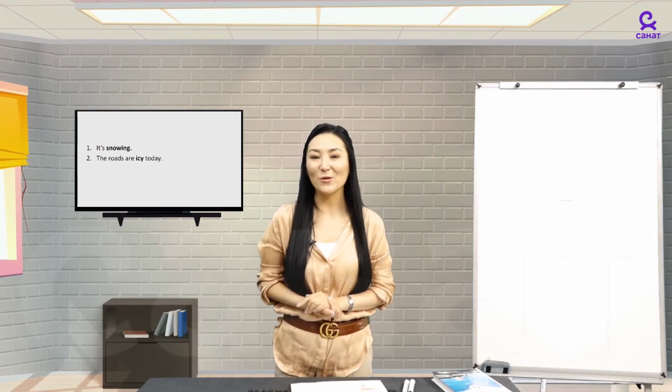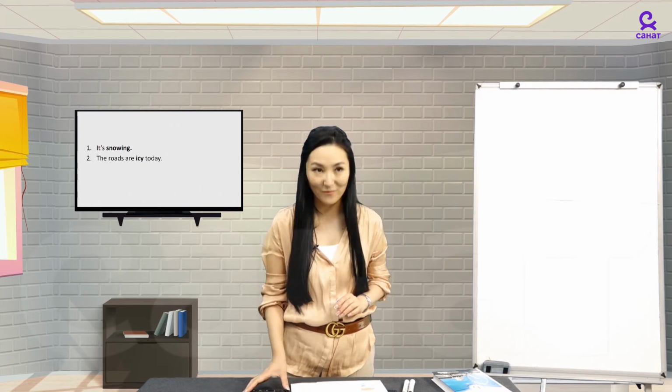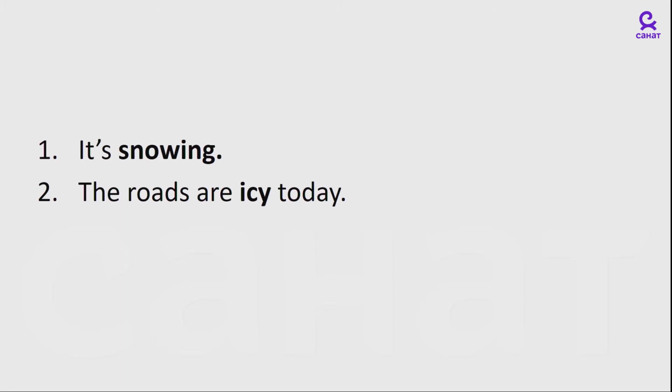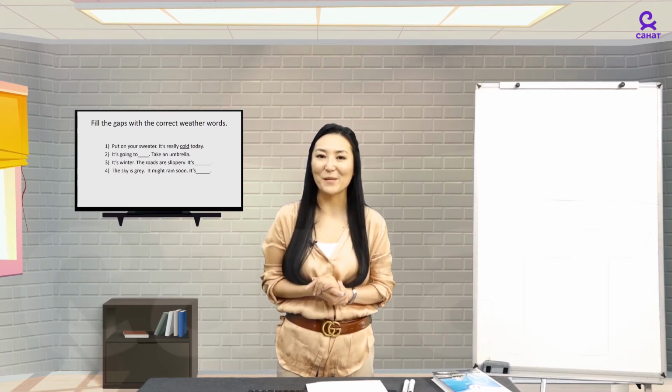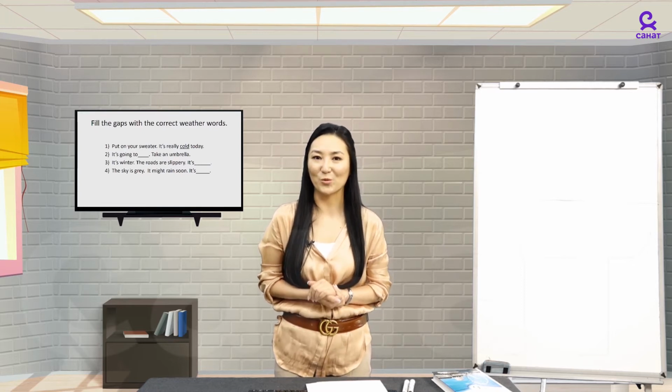Okay, class, let's look at these sentences. It's snowing. The roads are icy today. Which word about the weather is an adjective? And which one is a verb? You're right, in the first sentence, snowing is a verb. Remember, to be snowing. In the second sentence, the roads are icy today. Icy is an adjective. Now let's complete the sentences with the words about the weather. Choose the correct word.